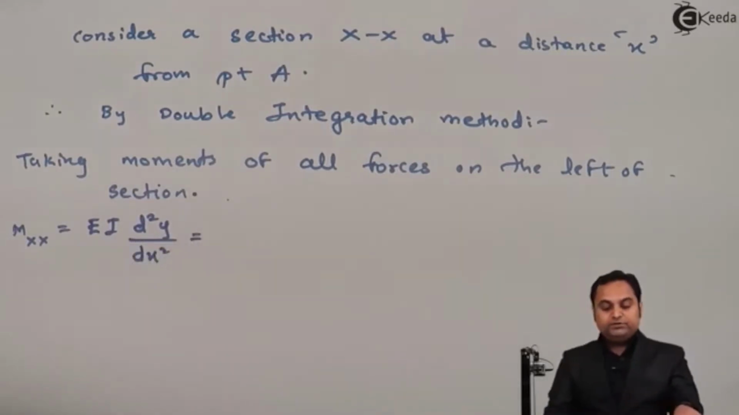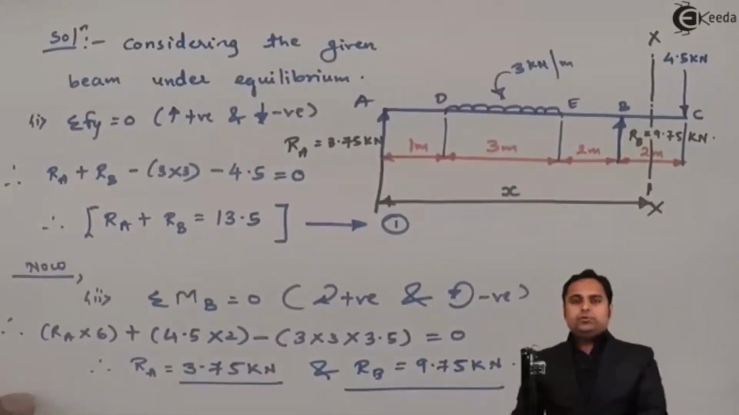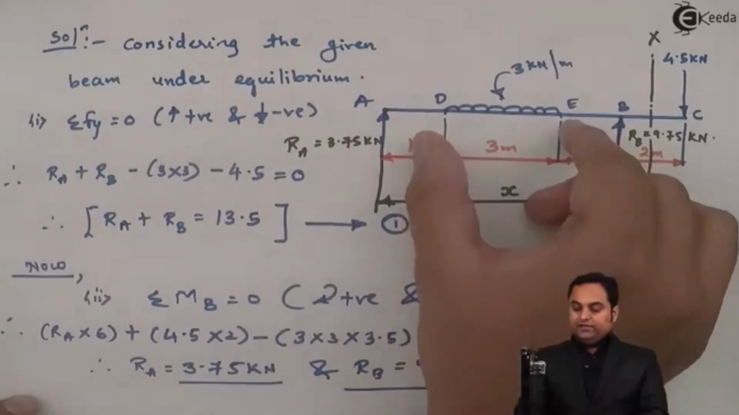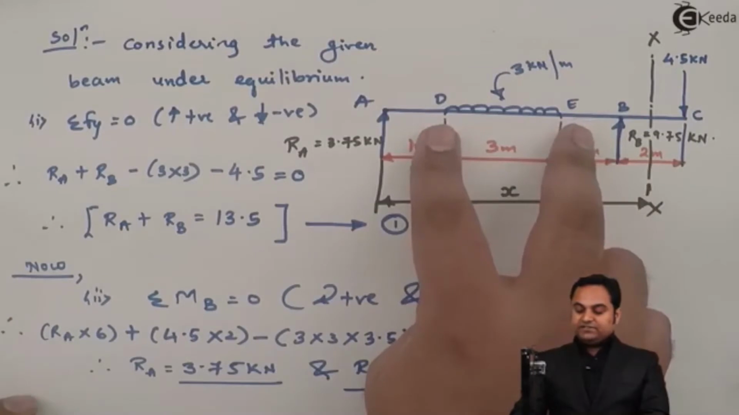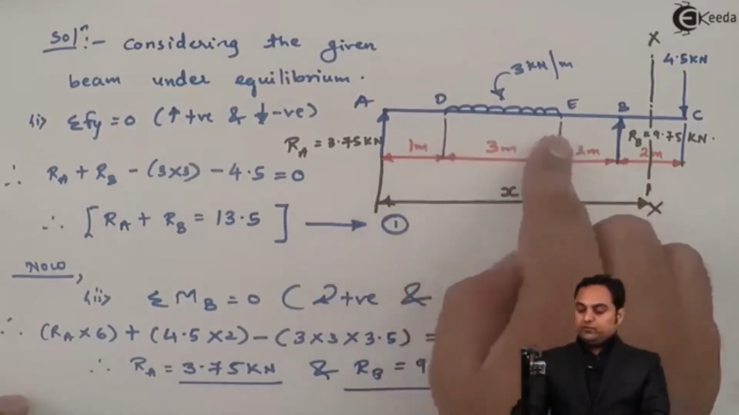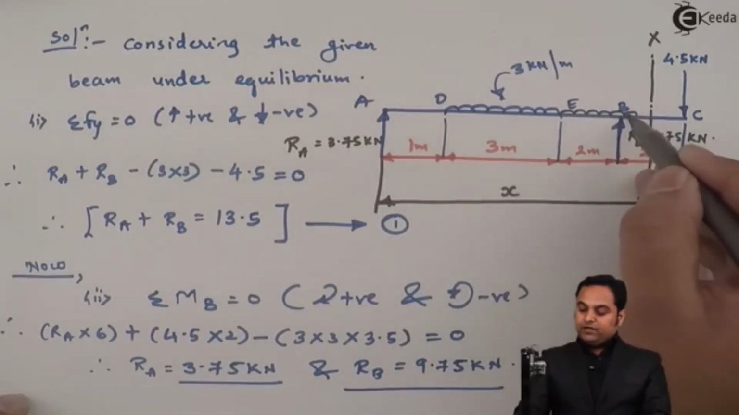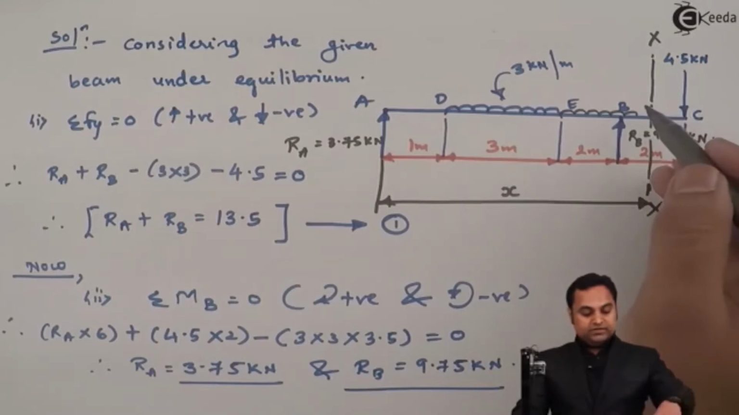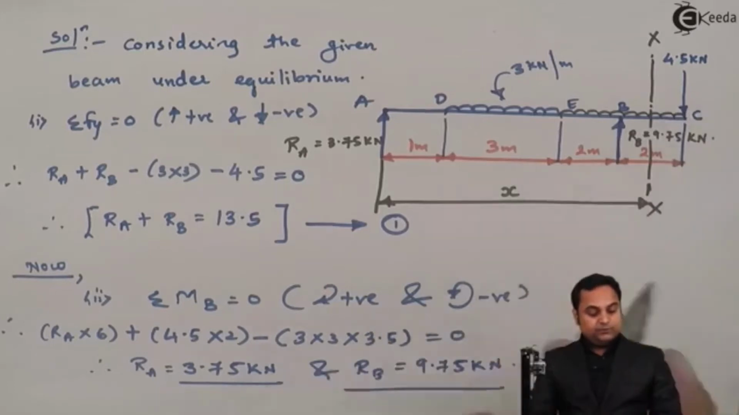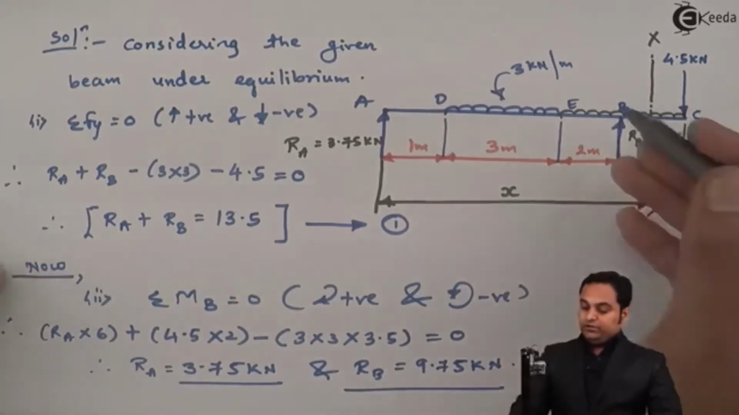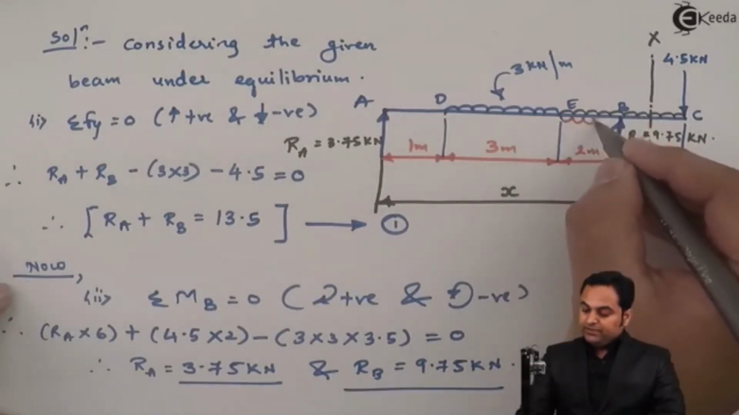Now, a very important point here. Whenever we are solving by using double integration or Macaulay's method, and if the UDL is in between the beam, that is, if we see this is at distance DE, we have to extend this UDL up to the end of the beam, and in order to balance this UDL we should have one more UDL underneath the beam.